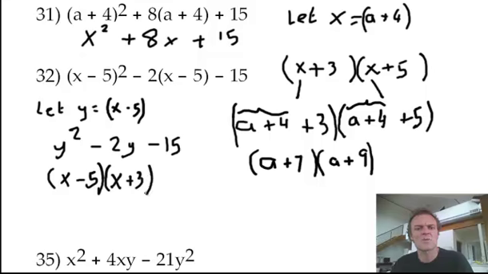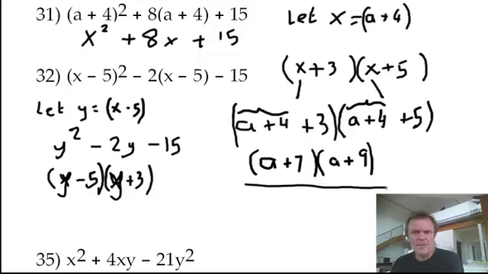Now I won't bother to finish this one off, but can you see, wherever that y is, I would put back x minus 5. Sorry, I wrote x there, it should be y. So y minus 5, y plus 3. Instead of the y, I would now put back the x minus 5, very similar to that one there. So just think about that. It's called substitution. You replace the a plus 4 with an x, solve it, then put the a plus 4 back in.